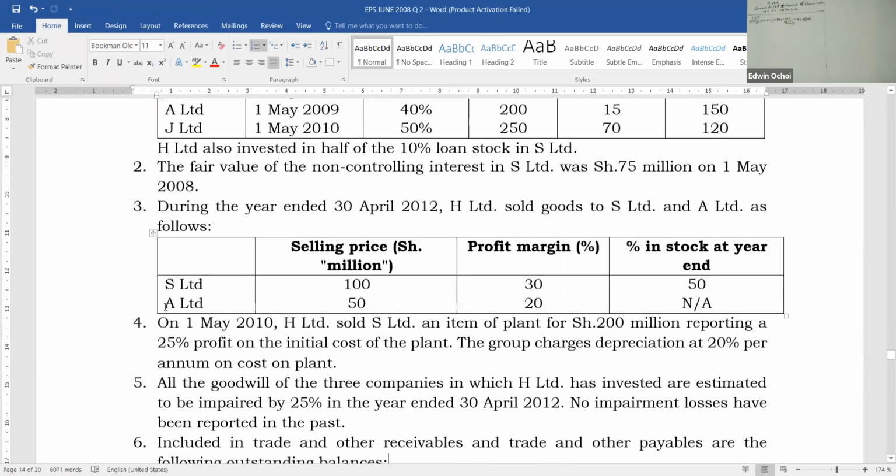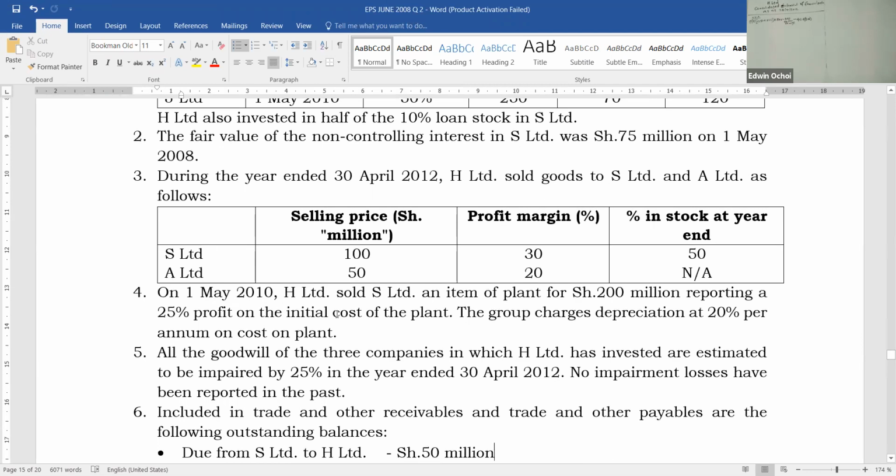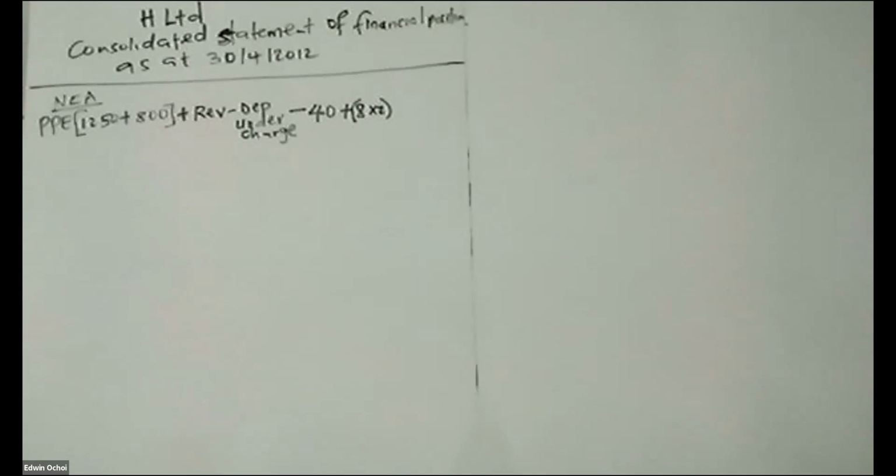Because this additional information number 4, they said on 1st May 2010, H sold an item of plant for 200, reporting a profit of 25% on initial cost. 2010. So from 1st May 2010 to the current year, which is ending 2012, those are 2 years. So the depreciation must be accumulated. That is why I'm multiplying the 8 with 2.